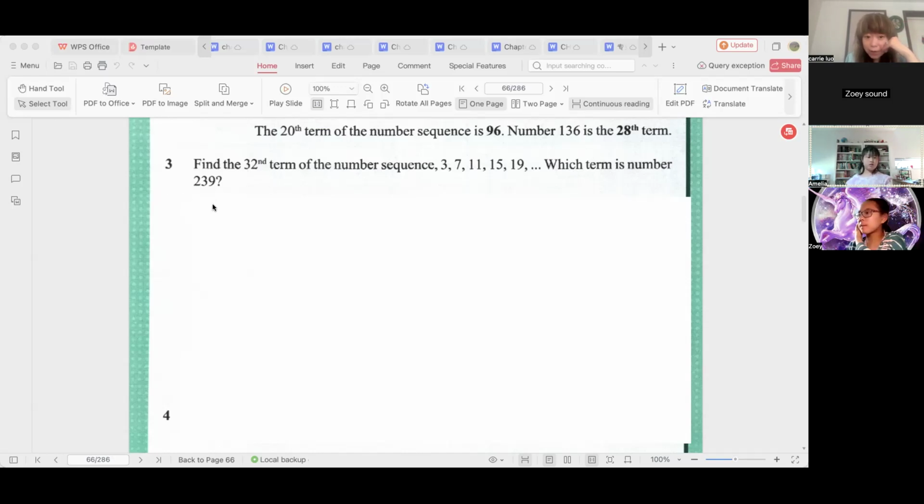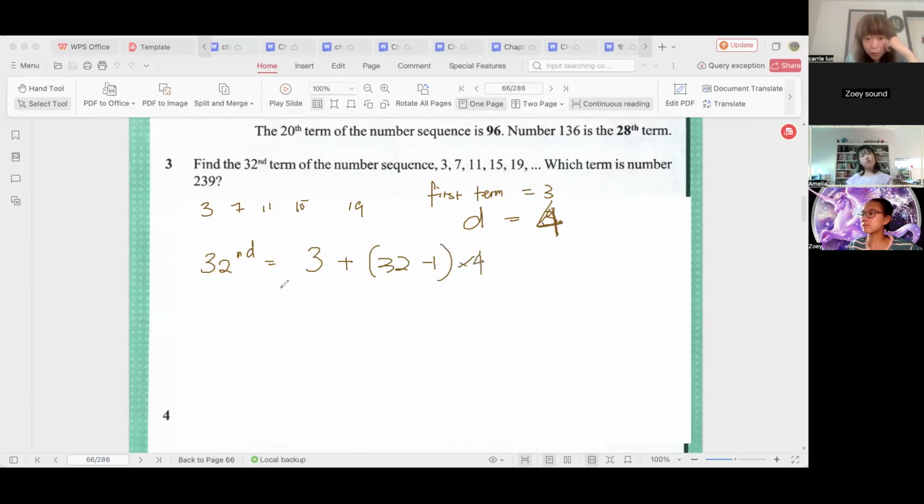So find the 32nd term. The sequence is 3, 7, 11, 15. When I'm doing these, I'm going to write something like this. First term equals 3, and the difference is, oh sorry, 4. Get it? This will save you a lot of time. So the 32nd term equals the first one plus (32 minus 1) times 4, equals 3 plus 31 times 4, equals 3 plus 124, equals 127.